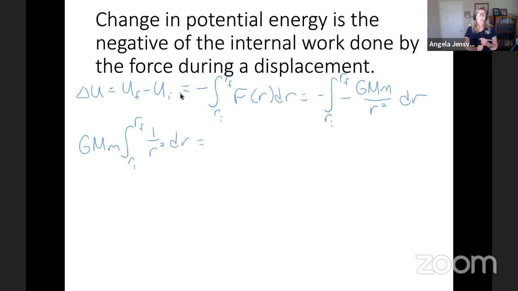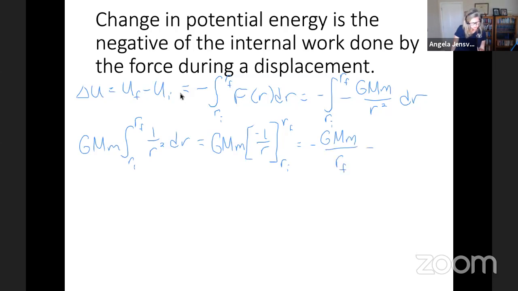Okay, so if we integrate 1 over R squared, you get negative 1 over R, right? So I'm going to do GMm times negative 1 over R from R initial to R final. And if you simplify that, it would be negative GMm over R final plus GMm over R initial. Okay, so that is the change in potential energy.